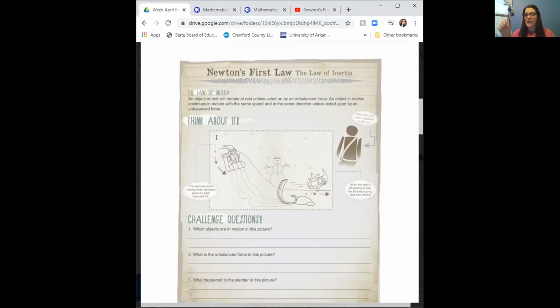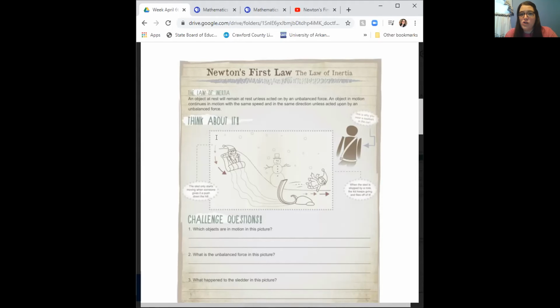So this marker is going to stay still on my table until I take my hand and I hit the marker. Once I hit the marker, it's going to roll across the table. Or if you think about a toy car, if a toy car is just sitting on the floor, it's just going to sit there until you push the toy car. Once your hand is that unbalanced force and pushes the car, then it's going to start rolling. Otherwise, it's just going to sit there. So an object at rest will remain at rest unless acted on by an unbalanced force.